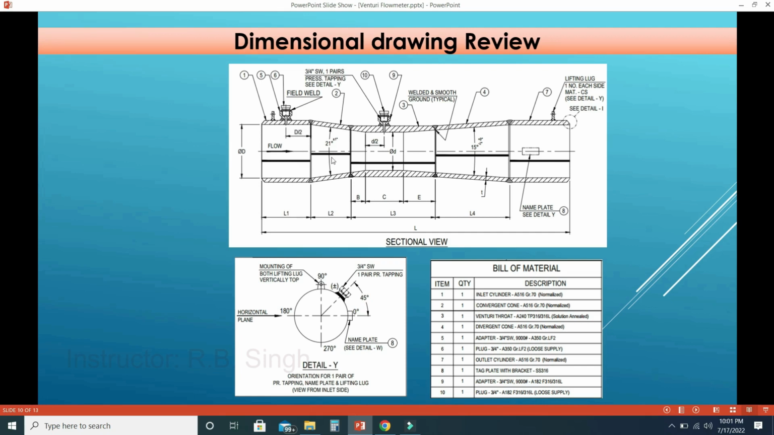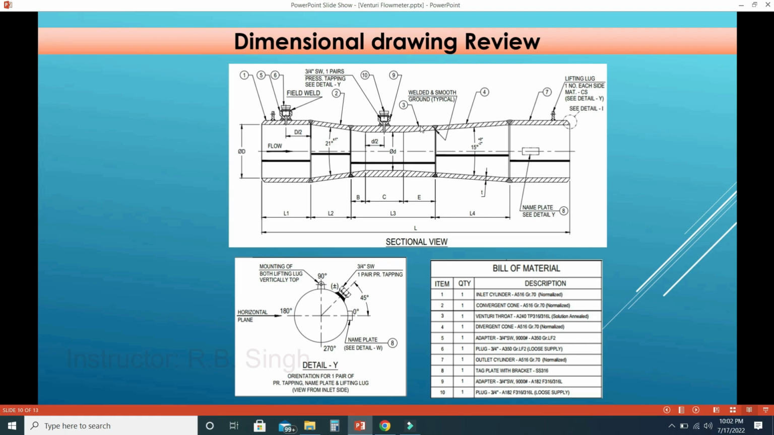So this is the cylinder, and this number 2 is the conversion cone. So you can see this is the conversion cone. This number 2 is the conversion cone. This is the cylinder type of design, and this is the conversion cone type of design. So number 2, and what is the angle of this conversion cone? 21 degree. Again, this is the straight length. You can say this is the straight design. So this straight design is called the throat. So this is the Venturi throat.